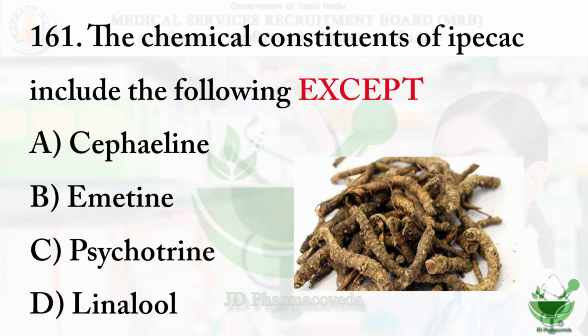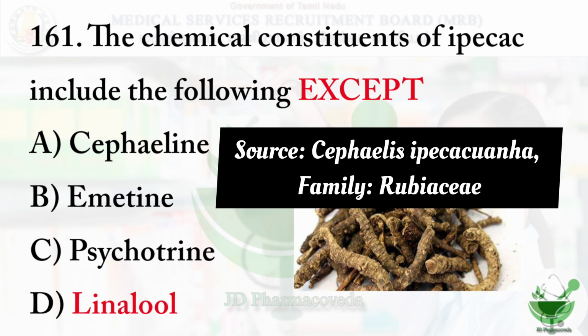The chemical constituents of ipecac include the following except: option A cephaeline, option B emetine, option C psychotrine, option D linalool. So the right option is option D, linalool. And ipecac, its botanical source is Cephaelis ipecacuanha, family Rubiaceae.